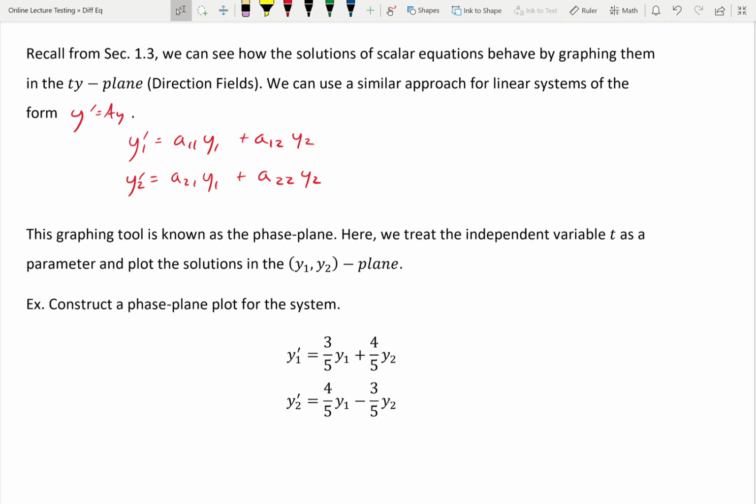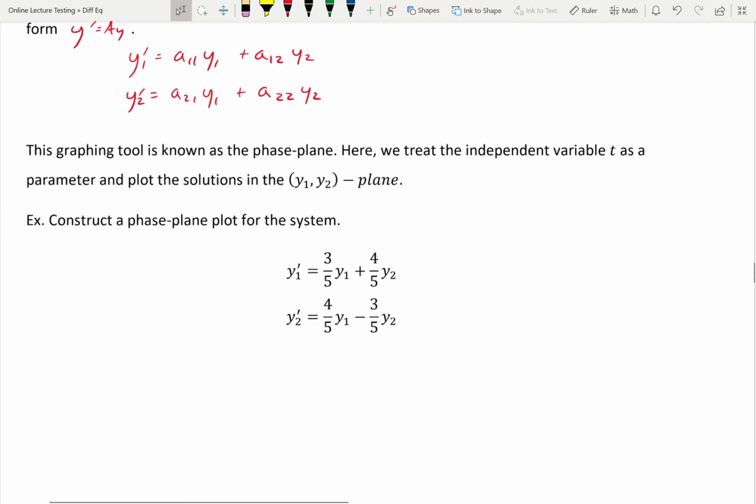So we're going to treat the independent variable t as a parameter. Remember parameterization from Calc 2. This is going to lead into how to graph these, and then we're going to plot the solutions in the y1, y2 plane. So our independent axis is now y1, and y2 is the dependent, if you will. Our horizontal axis is y1, our vertical axis is y2. So when we construct these, that's how it's going to look.